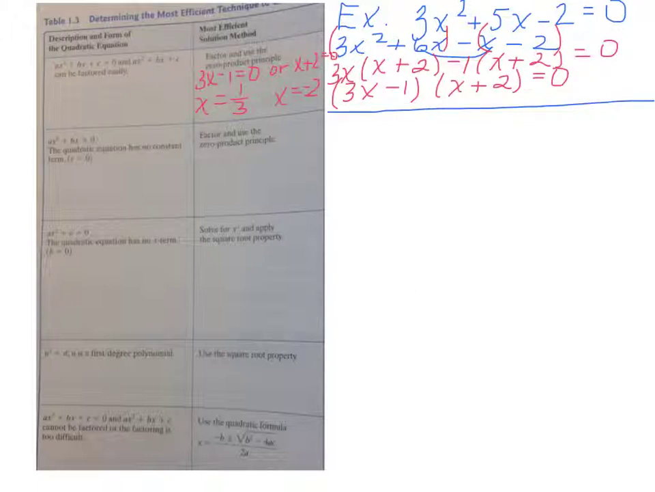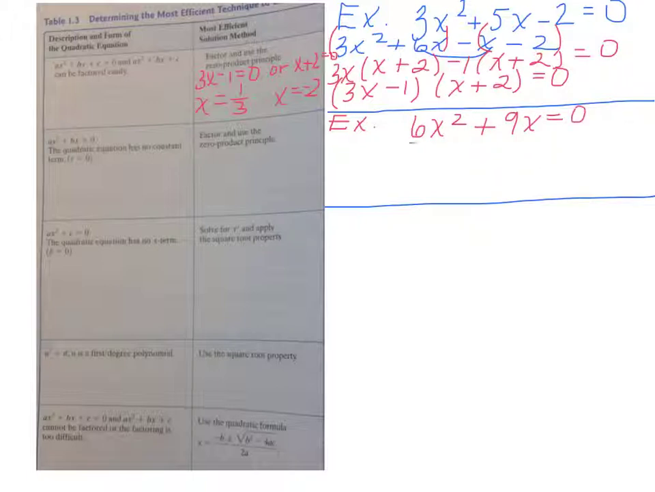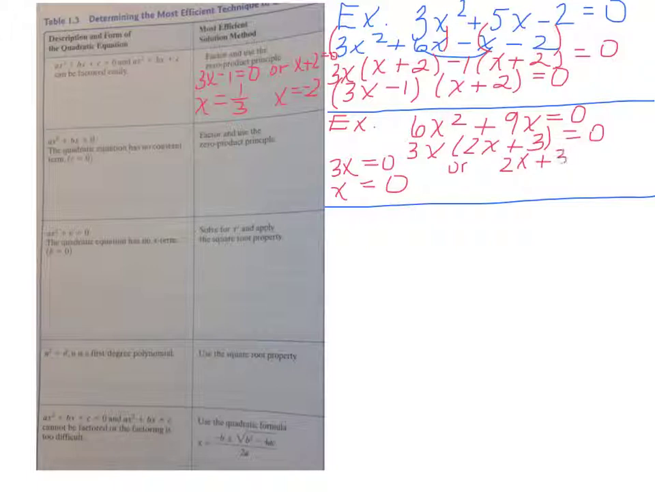Okay, if your quadratic has no constant term, then you also want to use factoring. So an example of this would be 6x squared plus 9x equals 0. So you could factor out a 3x, and that'll leave 2x plus 3. So that means 3x equals 0. So x equals 0. Or 2x plus 3 equals 0. So x equals -3/2. Okay?